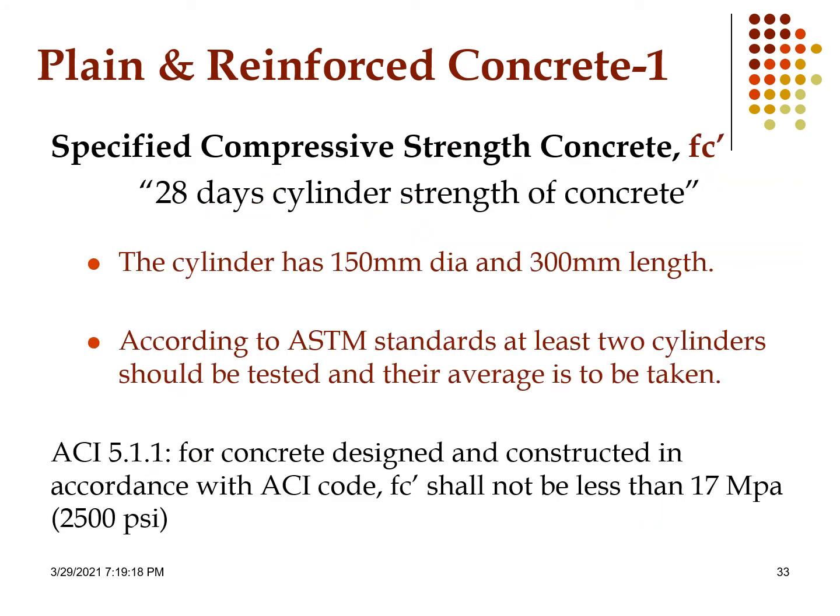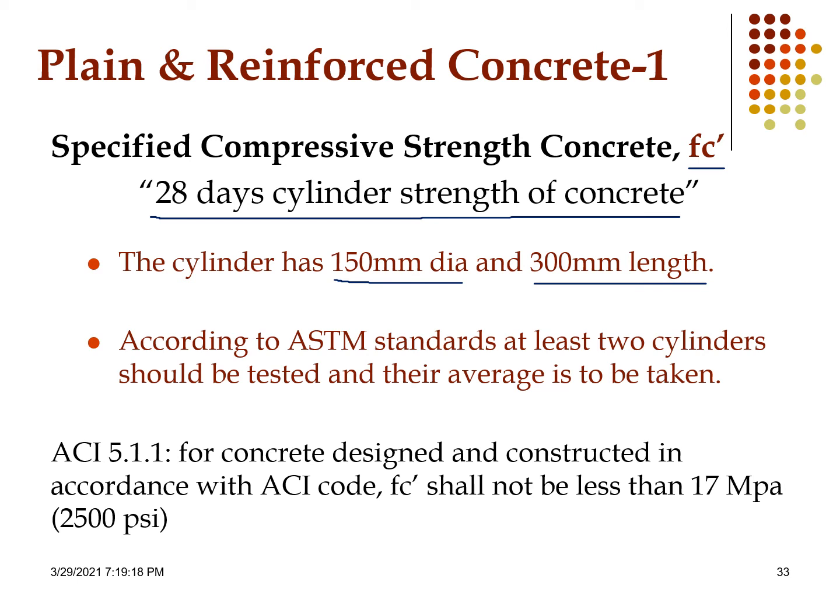Now what is compressive strength or specified compressive strength? Normally it is denoted by f'c. Whenever we say compressive strength, it means that we are talking about the 28 day cylinder strength of concrete. If the cylinder has dimensions 150 mm in diameter and 300 mm in length, and we find the compressive strength at 28 days, that particular value we call the compressive strength of concrete. So whenever we say compressive strength of concrete, it means compressive strength at 28 days.